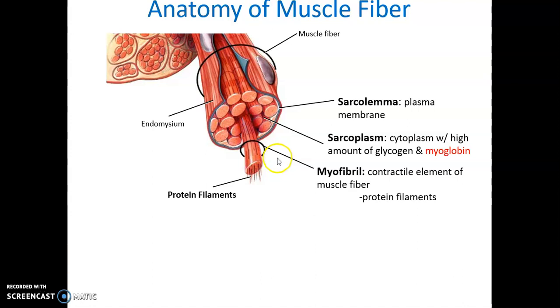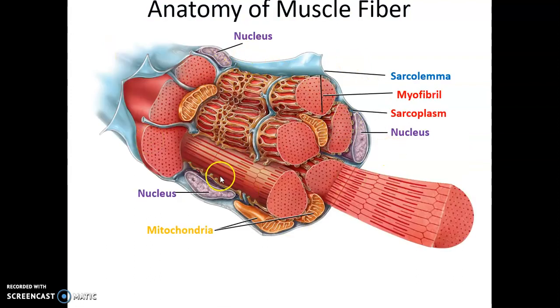The cytoplasm in the muscle fiber is now called the sarcoplasm. So cytoplasm is now sarcoplasm. It's like cytoplasm, but it has a high level of glycogen and myoglobin. Myoglobin is a red protein that binds to oxygen and stores oxygen. And of course, glycogen is how our cells store glucose. And then the plasma membrane in the muscle cell is now called the sarcolemma.